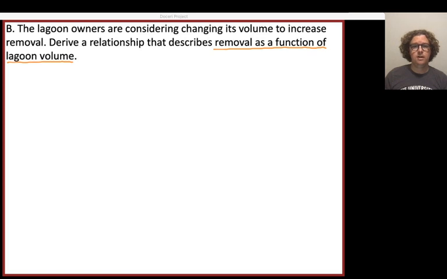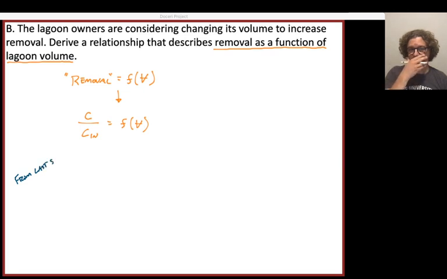So what we're asked to do here is derive a relationship that relates removal of a pollutant to the volume of a lagoon. And for this problem, I'm going to think about removal in terms of the outflow as a fraction of the inflow, or C out divided by C in. So we want that as a function of volume.